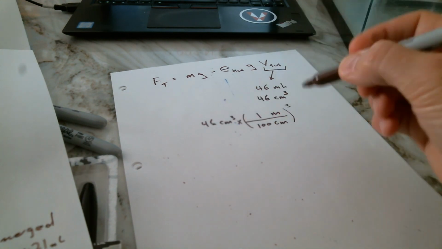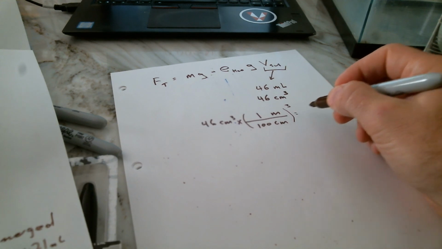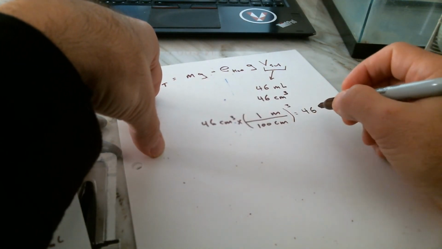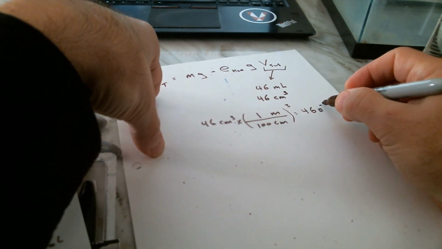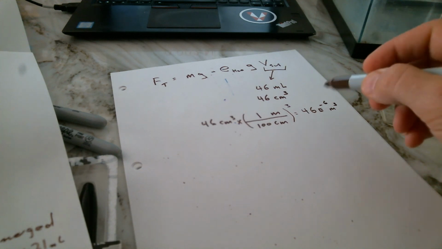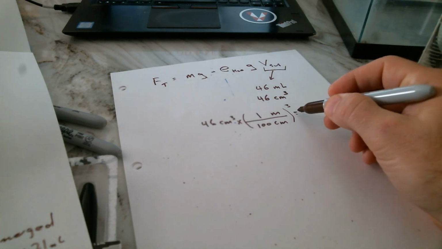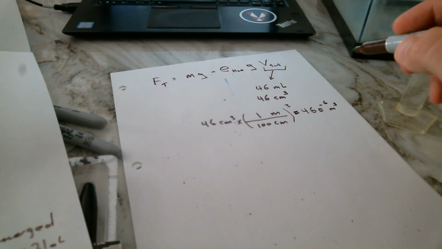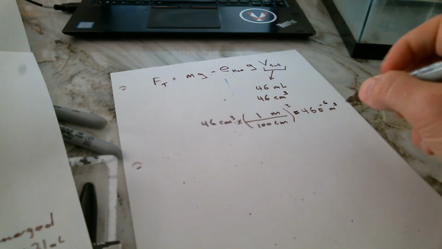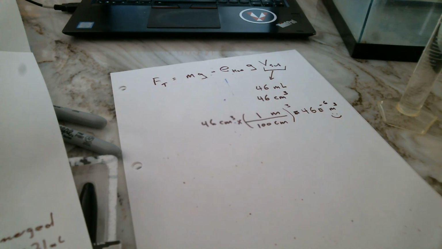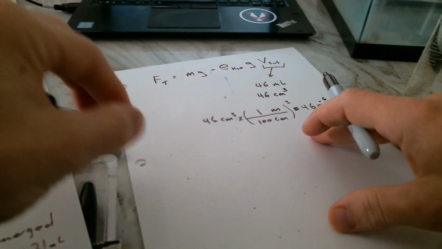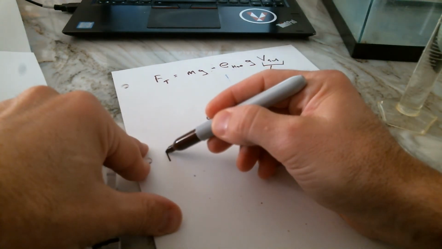So in cubic meters, you can write the exact same number. It's 46, but it's times 10 to the negative 6th cubic meters. That's the number we're going to use, 46 times 10 to the negative 6th cubic meters. All right, you can use that number. That's the happy number for the volume. Please remember how to do that conversion. All right, so now we can make our prediction.